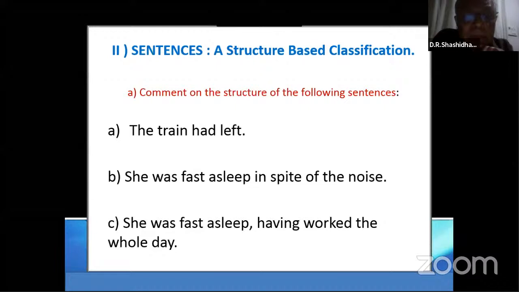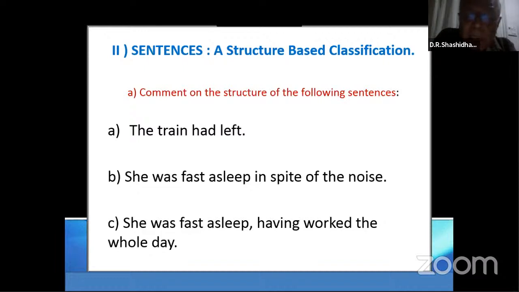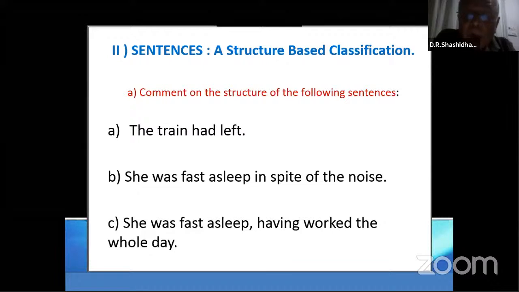She was fast asleep in spite of the noise. It is a simple sentence, agreed, Sunil. Yes, it is a simple sentence, but what do you say about this, in spite of the noise? How do you describe this? See, complex. Pushpa, that's right. It is a phrase. Okay? It is very much like in order to that we discussed earlier on in the first part of this. In spite of the noise, in spite of is a phrase, a cluster of words.